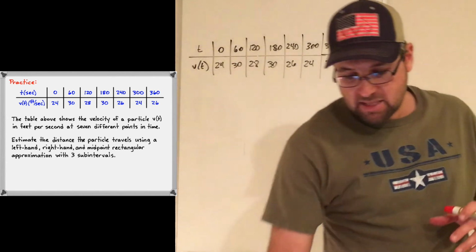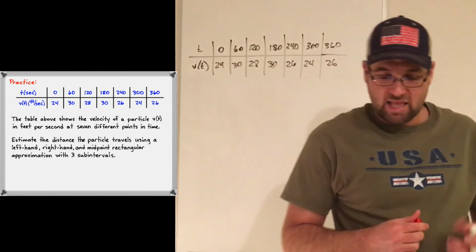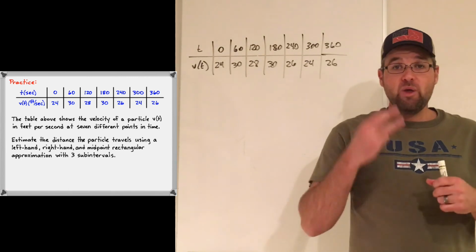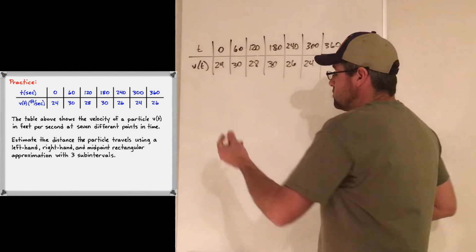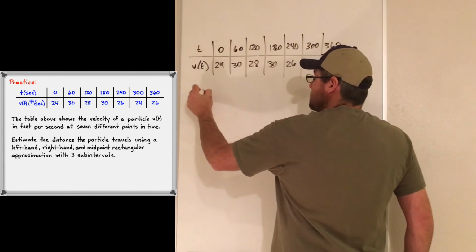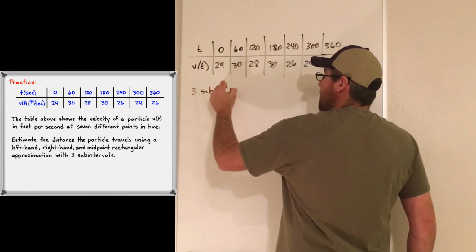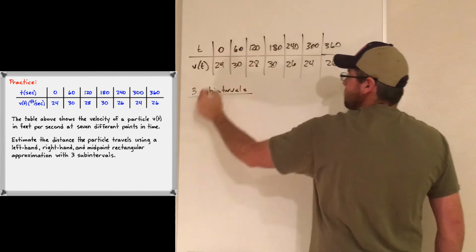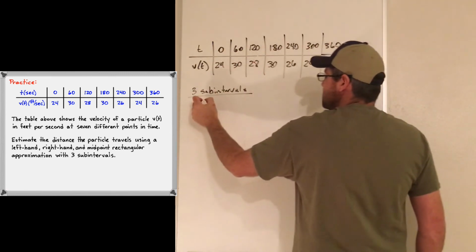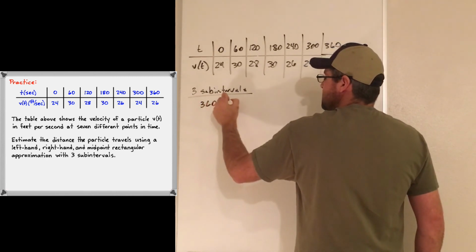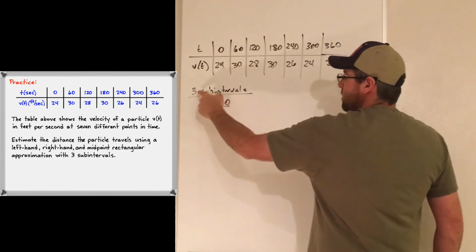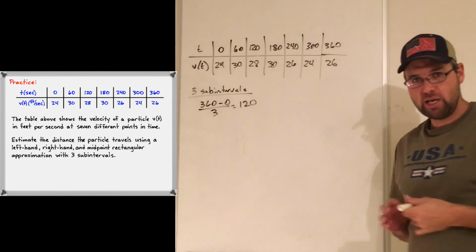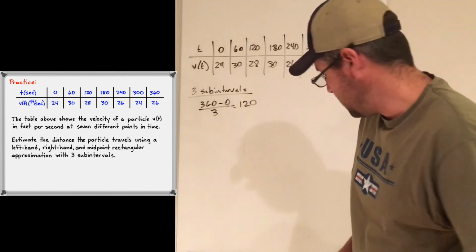It says estimate the distance the particle travels using a left hand, a right hand, and a midpoint rectangular approximation with 3 subintervals. So if I want 3 subintervals, we've got to figure out how wide each one is. If we're starting at t equals 0 and ending at t equals 360, we'd say 360 minus 0 over 3 subintervals. So each subinterval is 120 seconds wide.